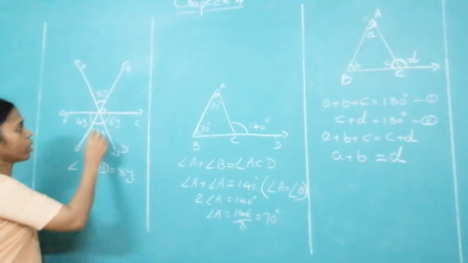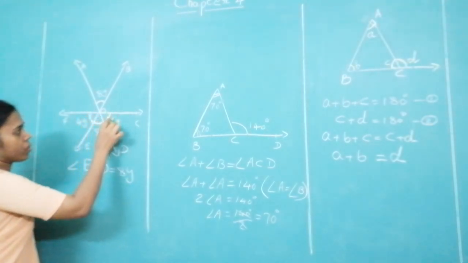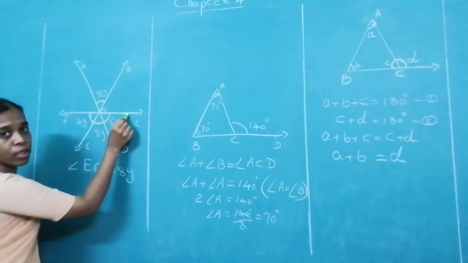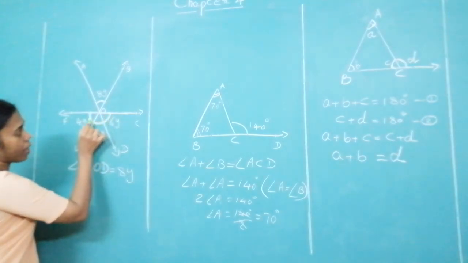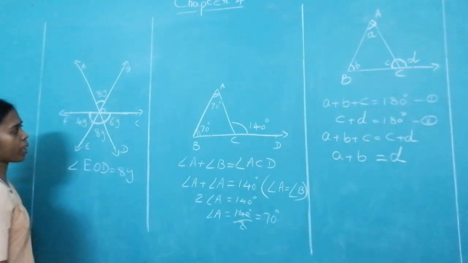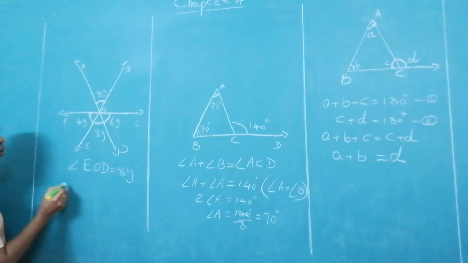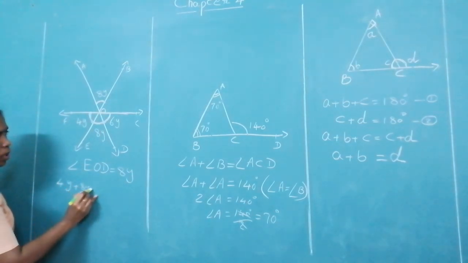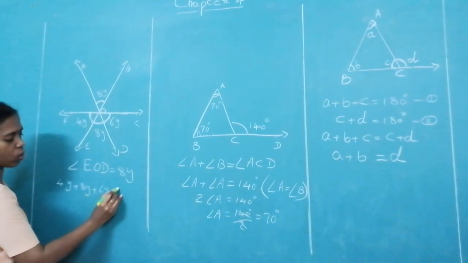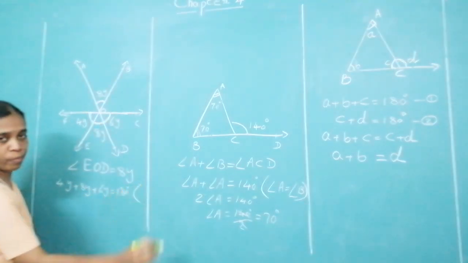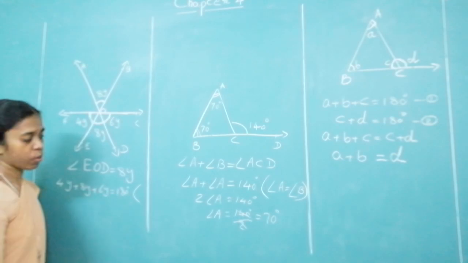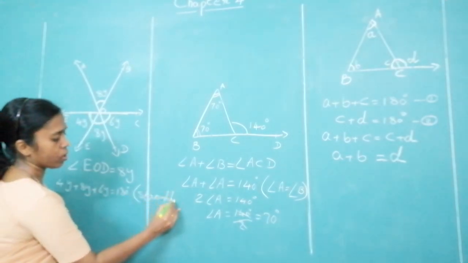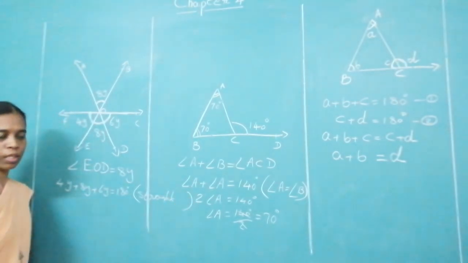Now, look at this entire measure. What can you say about this entire thing? You can see this is a straight line. So this is a straight angle created. Straight angle is 180 degrees. We can say that 4y plus 8y plus 6y is equal to 180 degrees. What is the reason you will write over here? You write straight angle, S-T-R-A-I-G-H-T. That is the reason.